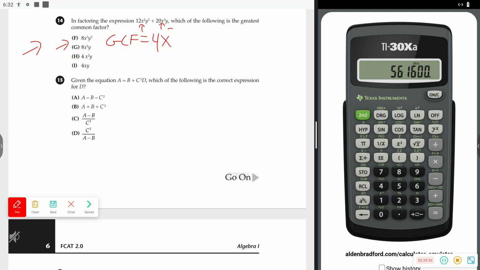So the greatest common factor is going to be x squared. And for the y, they both have a y. The lowest y is y to the 1, so we're just going to write y. So the answer is H.